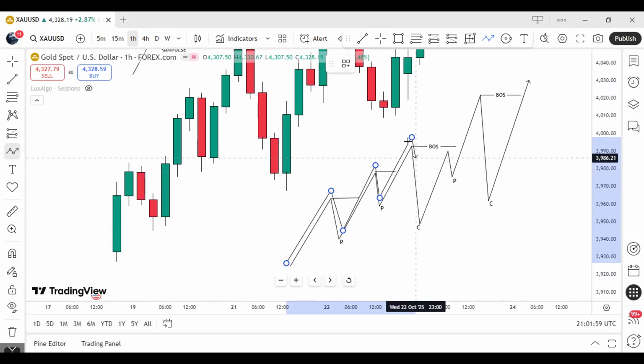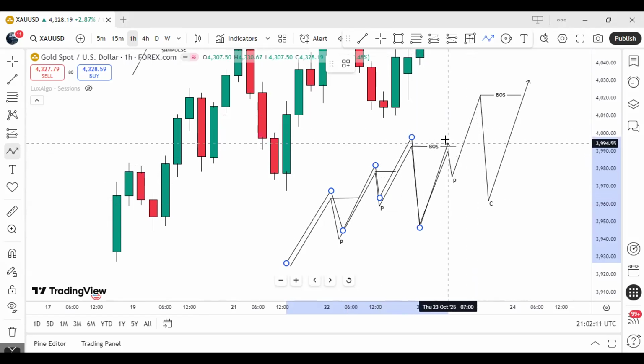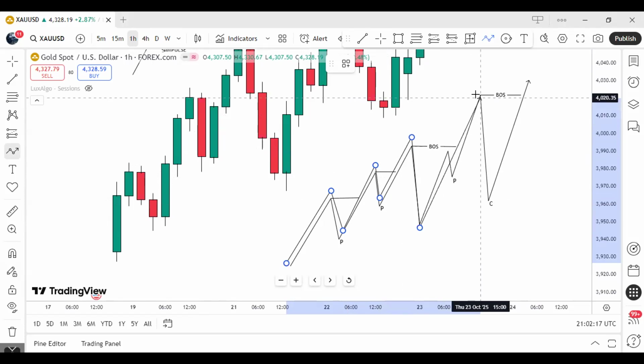So this reversal here took out this pullback, right? And then went high again, created another pullback and broke this high. So this is where we now have a break of structure to the upside. This is where we have a valid break of structure. Now, price went high again, reversed.